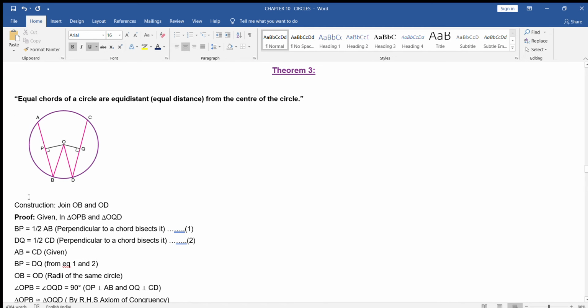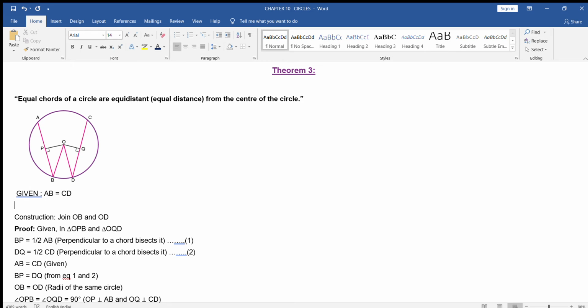So what is given to us, that also you have to mention. Given: AB is equal to CD. And what we need to prove: we need to prove that OP is equal to OQ. Now see how we will prove it.